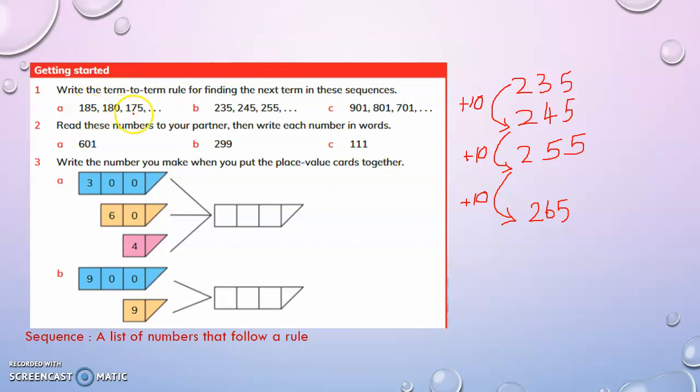So here, what rule did we find? In the first, the term decreases by 5. Here the term to term rule is increase by 10.